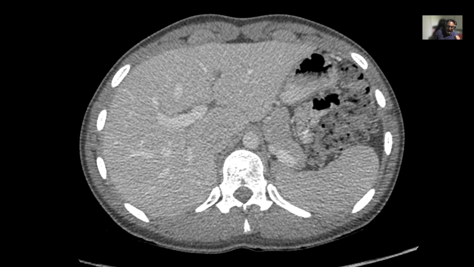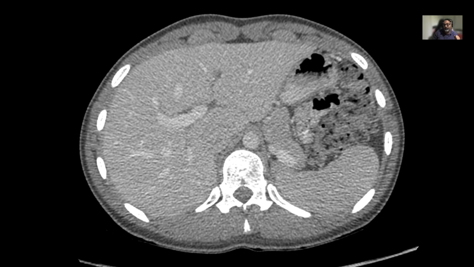But let's look at the other. This is the level of the portal vein again. So this would be, oh, first the caudate lobe. This is the caudate lobe right here. It's right next to the IVC. So that is segment one.